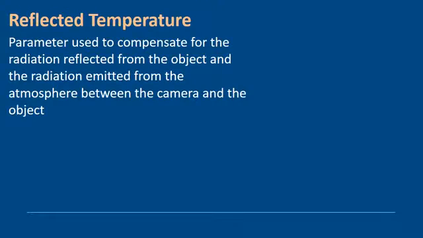So now we've got to understand reflection. When I looked at Kirchhoff's law a few slides ago, we showed that reflection and emissivity are inversely linked. So whatever I do to one affects the other. When we look at reflected temperature, this parameter is used inside the camera to compensate for radiation reflected from the object and that's emitted from the atmosphere between the camera and background objects, etc.